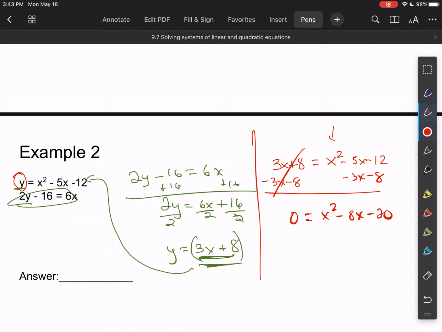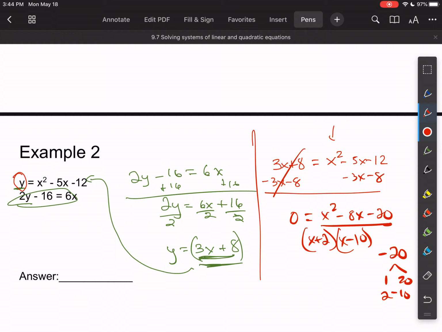Now we're going to factor this to find my two possibilities for x. I'm looking for two things that multiply to give me negative 20 and add to give me negative 8. So 1 and 20 doesn't work. 2 and 10, that could work with a negative 10 and positive 2. So this would factor to x plus 2, x minus 10. If you're unsure about that, you could FOIL it out, and you should be getting x squared minus 8x minus 20 when you FOIL it back.